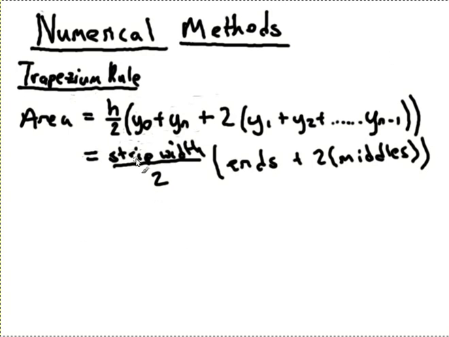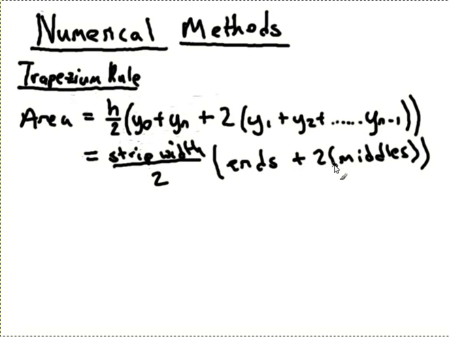The h at the start just stands for strip width. That is the width of each individual trapezium, which will always be given in the question when you're trying to find an estimate for the area. So it's strip width over 2, and then I've just put ends plus 2 times middles. That's because the end y coordinates will go first in the brackets, then you've got a plus 2 times all the other y coordinates in the middle.